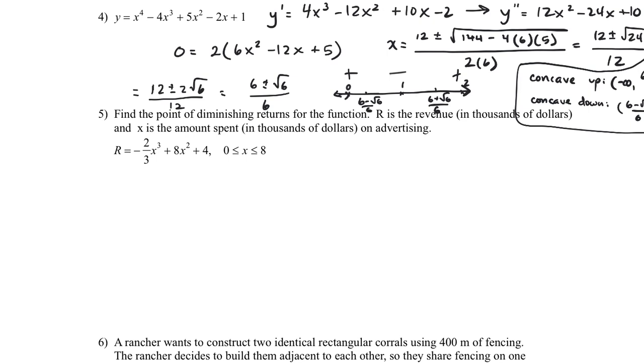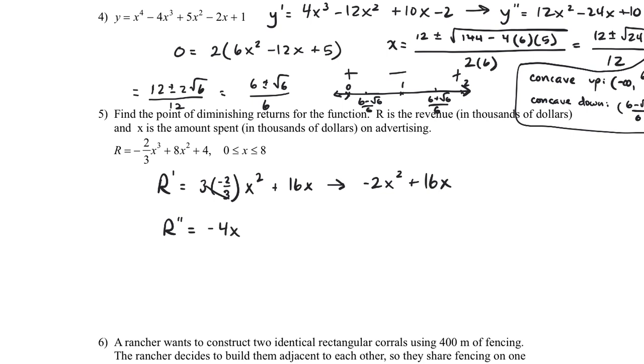So what we need to do is find the second derivative of revenue. So first derivative is 3 times negative 2/3 x squared plus 16x. The 3's would cancel, leaving negative 2x squared plus 16x. The second derivative is negative 4x plus 16. Now when we set that equal to 0, we get x is equal to 4.